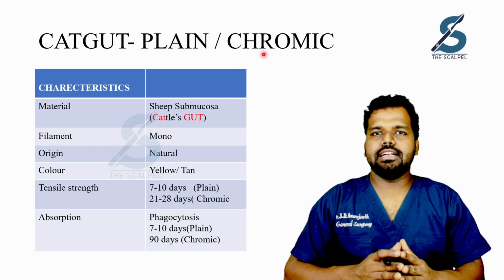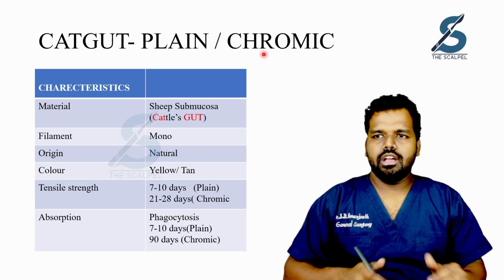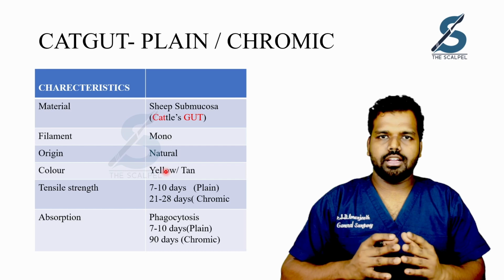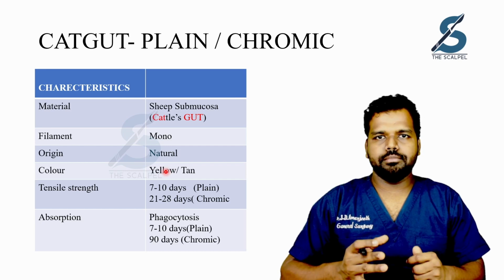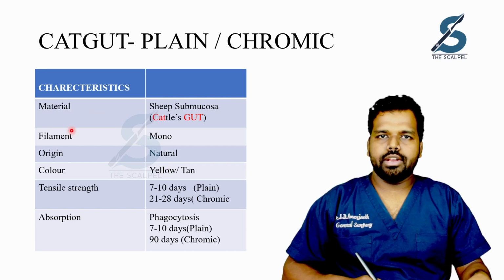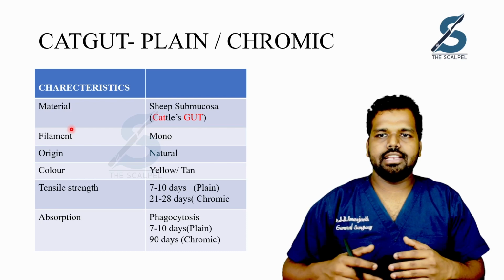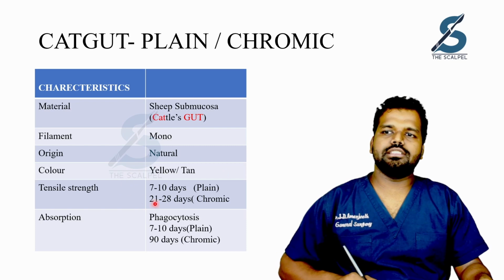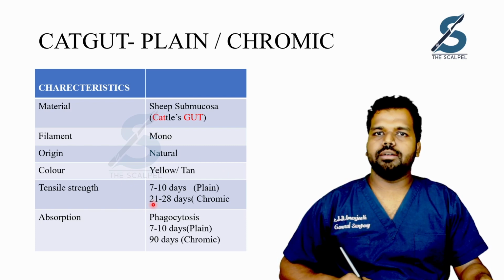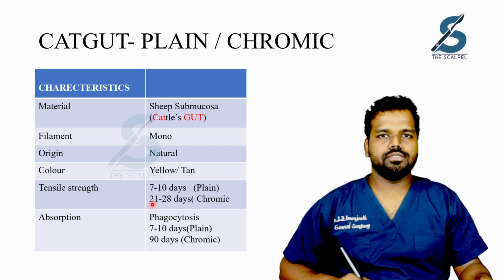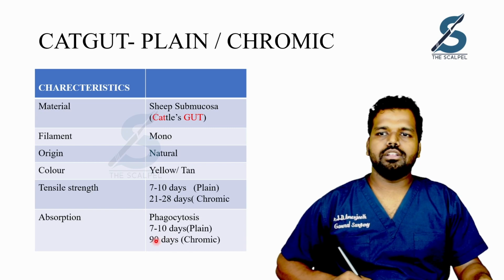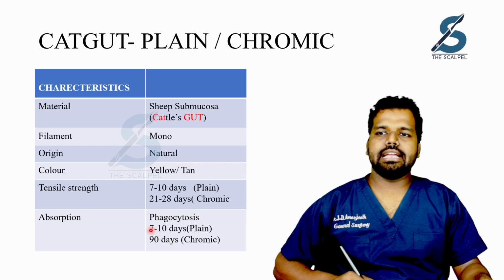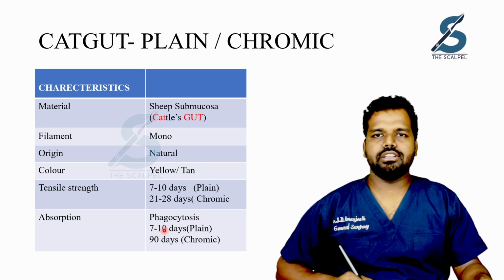So plain catgut has a lot of tissue reaction and also gets rapidly absorbed within 7 to 10 days. That is why they coated plain catgut with chromium, so that the tissue reaction is less, the absorption is delayed, and it also has better tensile strength. As you can see, chromic catgut gets absorbed by 21 to 28 days, and the absorption is delayed to 90 days, whereas plain catgut is rapidly absorbed within 7 to 10 days.